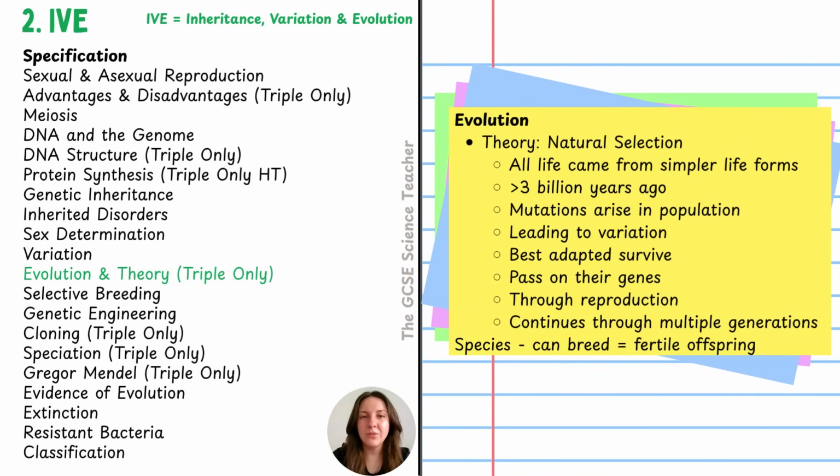There are theories of evolution, one being natural selection, which you need to know about. It states that all life came from simpler forms around 3 billion years ago due to mutations that arose within the population, leading to variation. This meant the best adapted survived, passed on their genes through reproduction, and this continued through multiple generations, leading to different species. A species is one that can interbreed to produce fertile offspring.